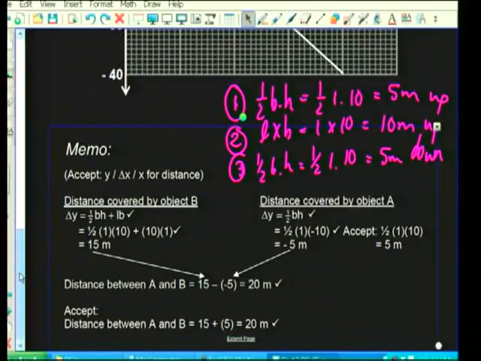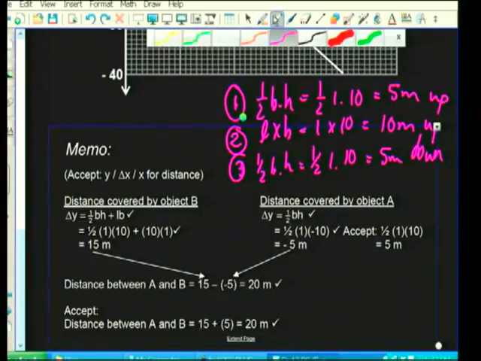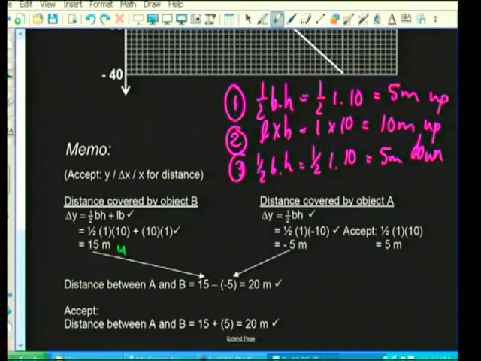If we head back to over here, the memo has gone through a number of different things, but have a look here. What we've got is the distance covered by B, and we've worked out the 10 and the 5 and the 10, giving us 15 meters. That object B has gone up. Object A, on the other hand, went down by 5 meters.